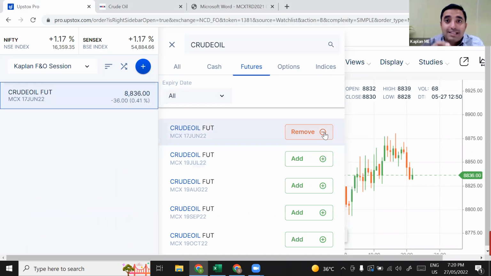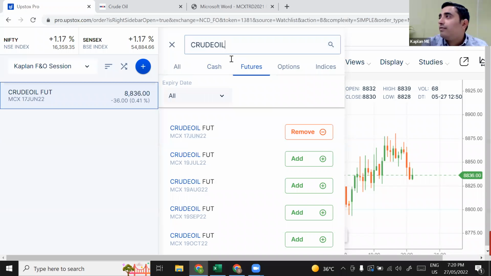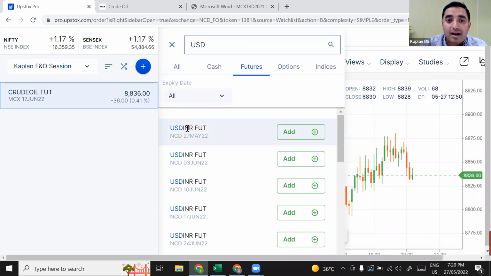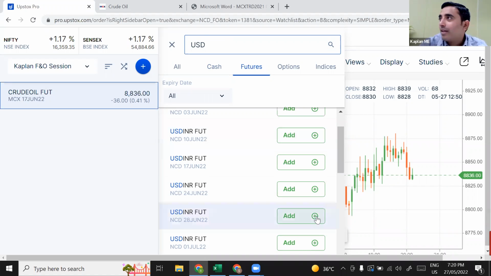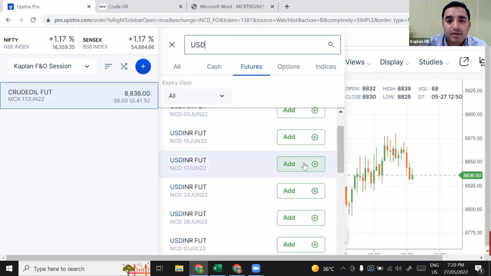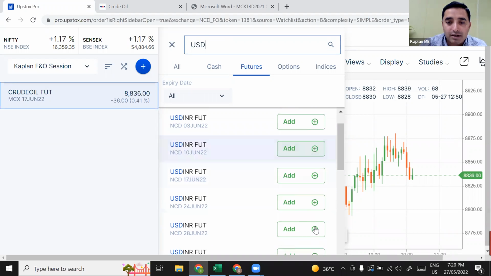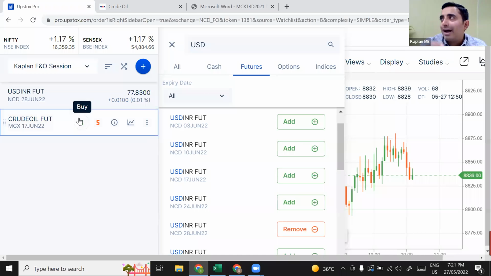Clear? Now, this is just commodity futures, right? I can similarly enter into currency futures, right? If I want to enter into USD INR, 27th May, 3rd June, 10th June, 17th June, all these are expiry dates, settlement dates. Let's say I want 27th May, out of question, it's expired. 3rd of June, right? Or maybe 28th of June. I want to lock the price. I can do that. Clear? Now, let's say 28th June. I'm just showing it to you. This way I can put different instruments into my watch list.